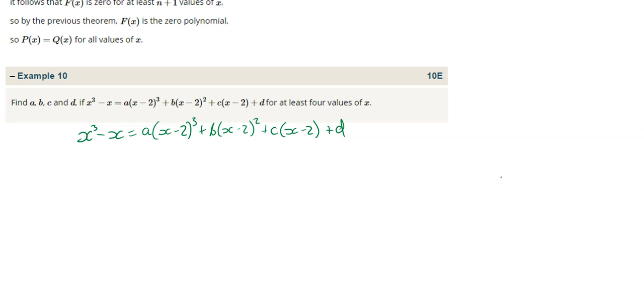I just can't remember going through this proof. Yeah, but there's an immediately obvious one that you can take.